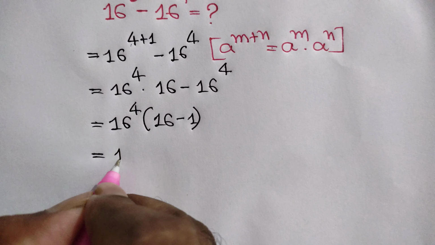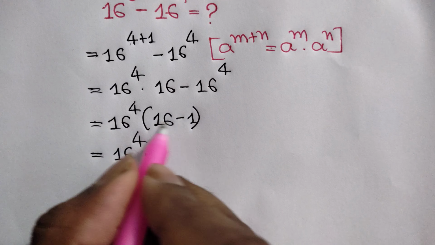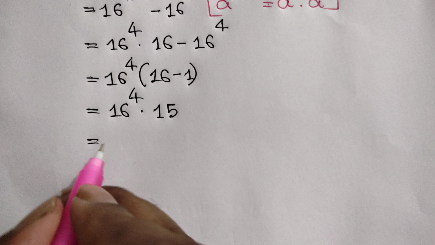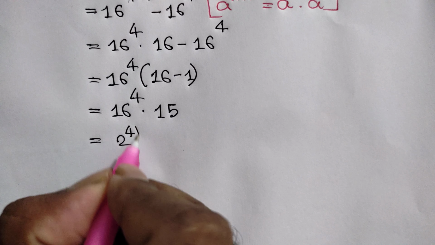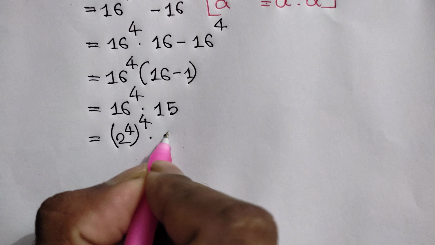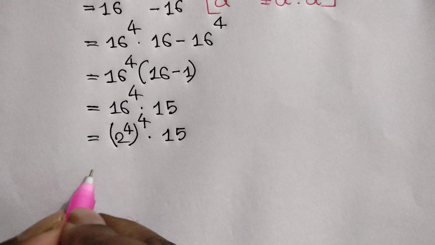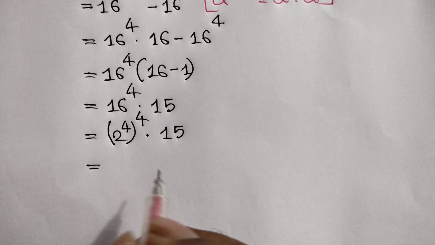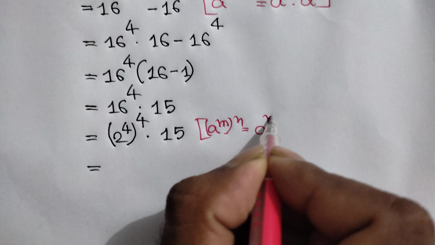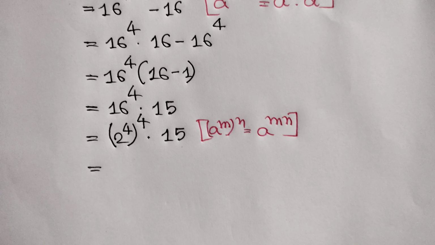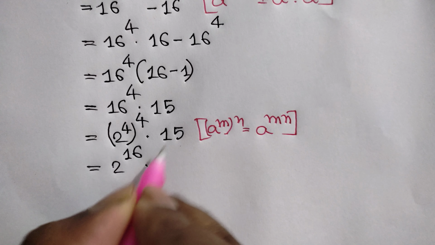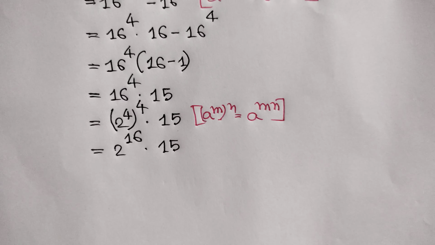This is equal to 16 to the power 4 times 16 minus 1, which is 15. Now this 16 can be written as 2 to the power 4, because 2 to the power 4 is the same as 16, whole to the power 4, times this 15. Again we know another exponential formula: a to the power m, whole to the power n, is equal to a to the power mn. Now apply this formula. Here we will get 2 to the power 4 times 4, which is 16, times this 15.